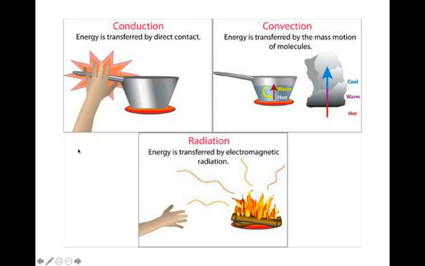There are really three ways that heat can be transferred. The first is conduction by direct contact. That means touching. When two things are touching, heat can move from the hotter to the colder thing.